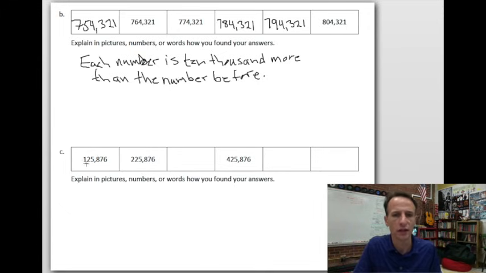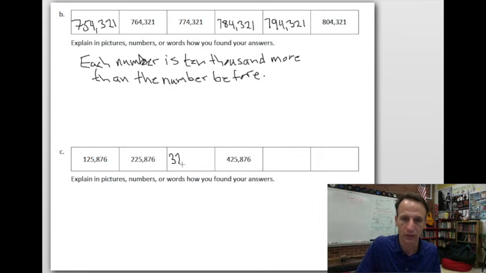We have 125,876, 225,876. We can already see what's changing. Yes, the 100,000s place. A blank, then 425,876, followed by blankety blank. We can see our 100,000s quite clearly are going up by 1, by 100,000 in each increment here in the pattern. So 125, 225, yes, 3.